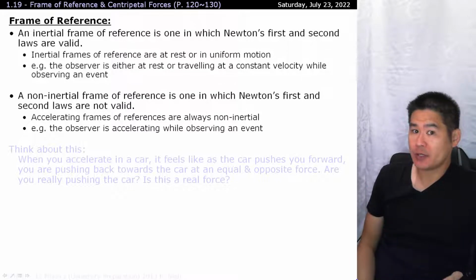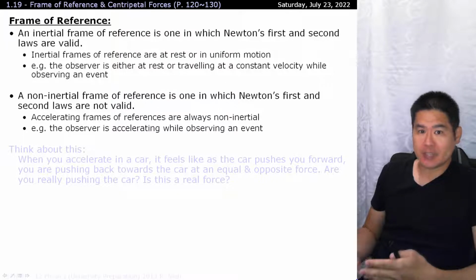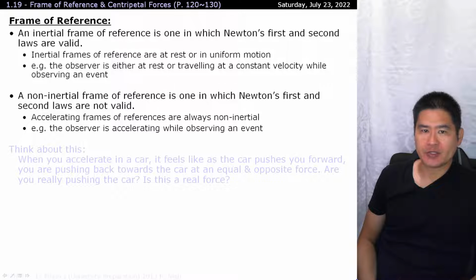Truth is, there is nothing. It's just inertia doing its job. Remember that inertia is a tendency for an object to maintain its same state of motion. So objects at rest tend to stay at rest, and objects that are in motion will still move in a straight line at a constant speed. That's what inertia is. All right.